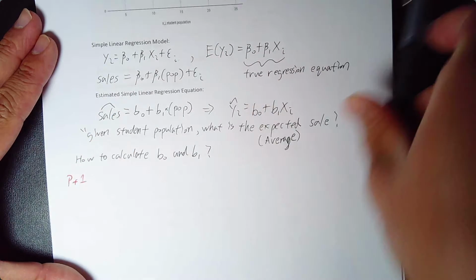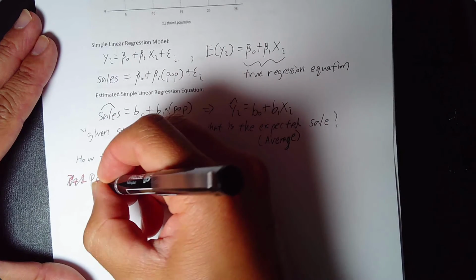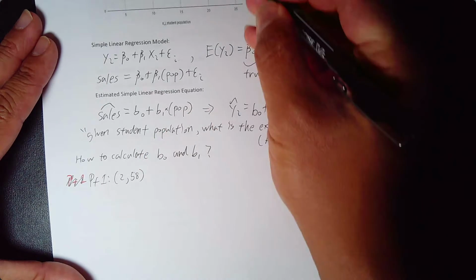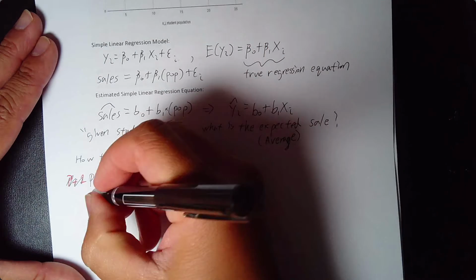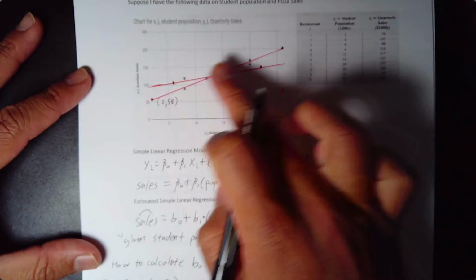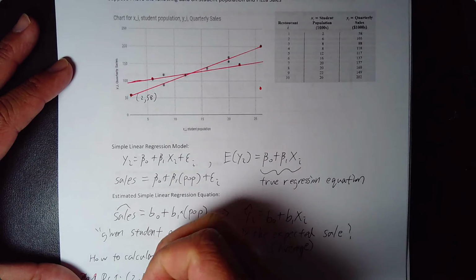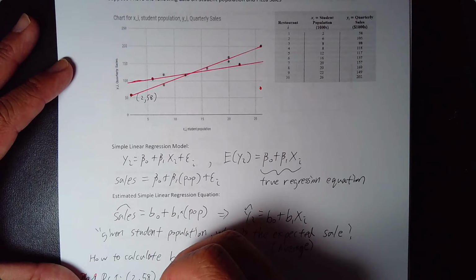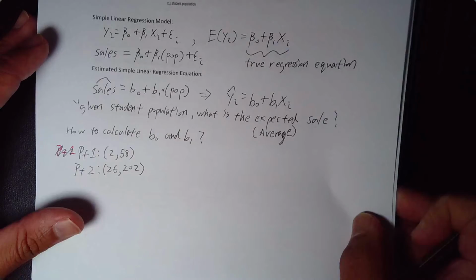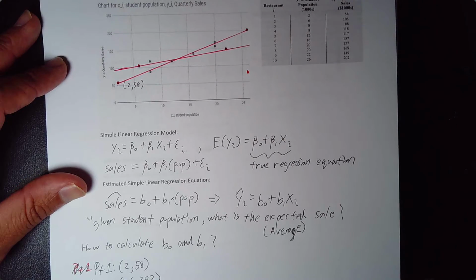Change the color. Point 1, right, is (2, 58), and I'm going to go ahead and use the last point, because remember from your algebra class that you only need 2 points. You only need 2 points to make a line. Okay, so my last point here is (26, 202). Okay, so I have these 2 points, and once I have 2 points, then I can calculate a B0 and B1.